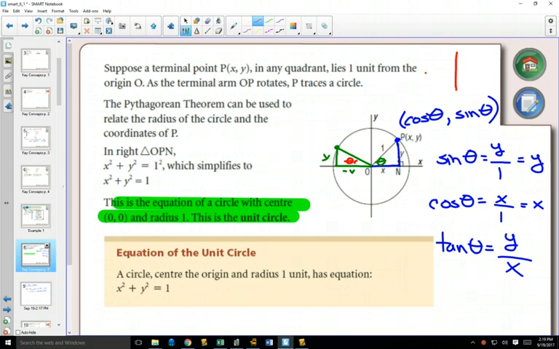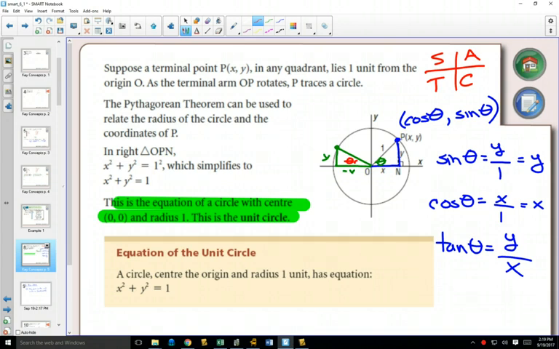Everybody knows what I'm talking about when I say the CAST rule. The CAST rule says which trig function is positive in which quadrant. So the A means all of them are positive. The S in quadrant 2 says only sine is positive. And if you think about the unit circle, it makes sense that for any point in quadrant 2 the x-coordinate will be negative and the y-coordinate will be positive. And so cos will be negative and sine will be positive.